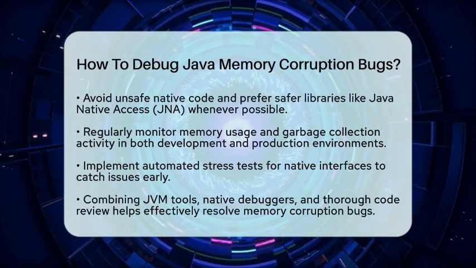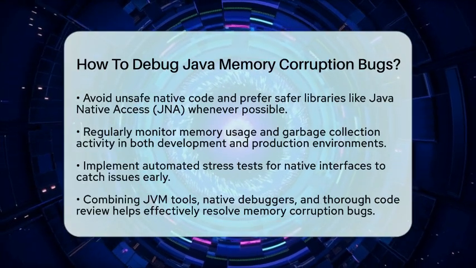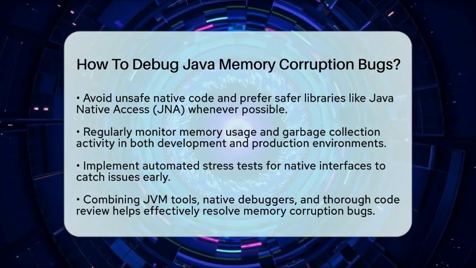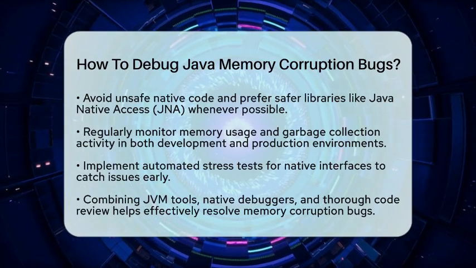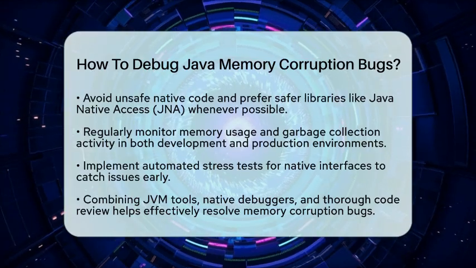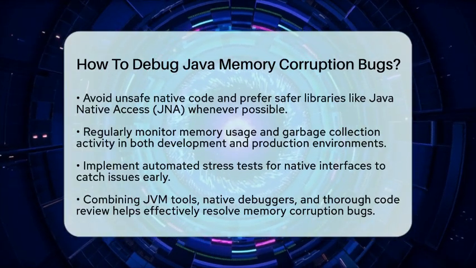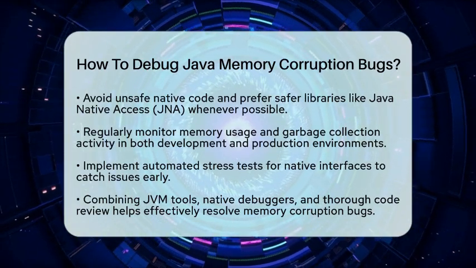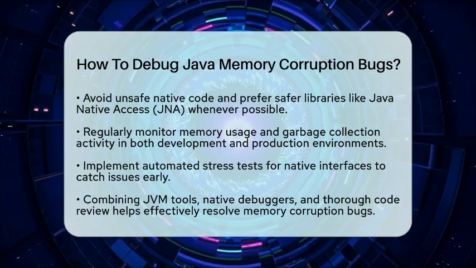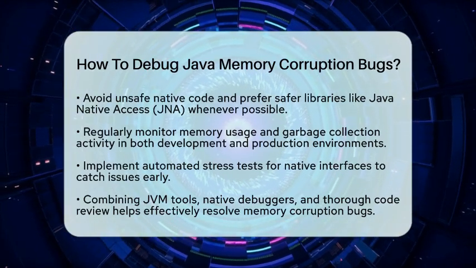Combining JVM diagnostic tools, native memory debuggers, and careful code review of native interactions will help you find and fix these bugs. With patience and the right tools, you can master debugging Java memory corruption bugs and keep your applications running smoothly.